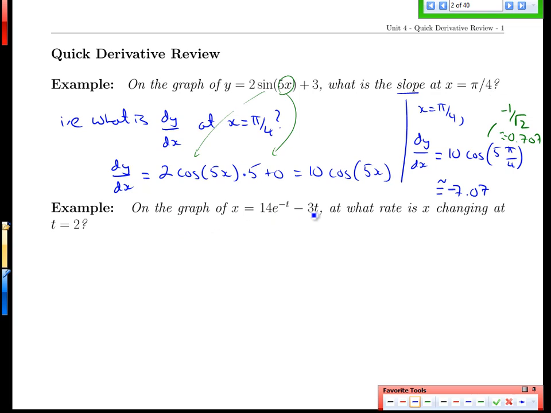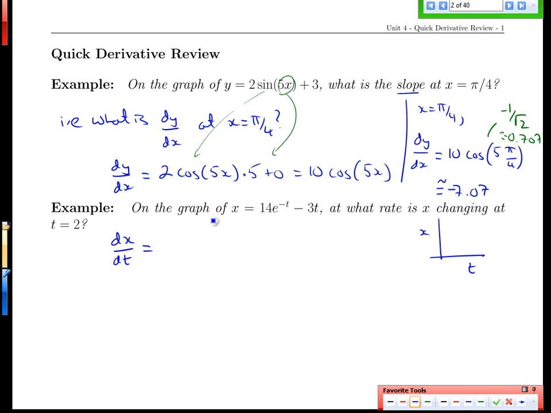All right, let's do another example, again just for practice of the derivative rules. On the graph of x equals 14 e to the minus t minus 3t, at what rate is x changing at t equals 2? Now please be careful. What we're talking about here is a graph where x is the dependent variable and t is the input. So x is the output, t is the input. So unlike the last example where x was the input and y was the output, we're going to take a slightly different derivative here. What we're going to want is dx/dt.